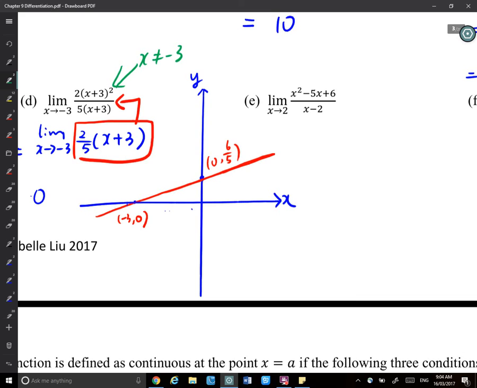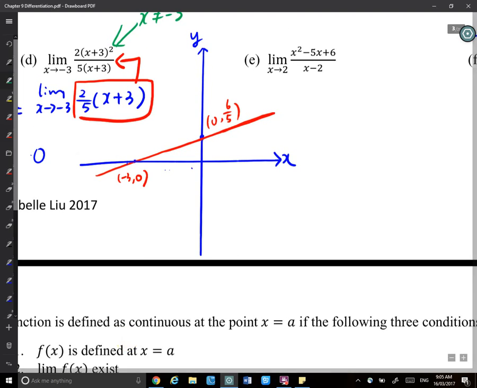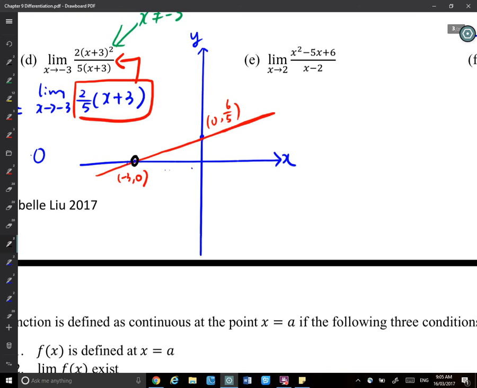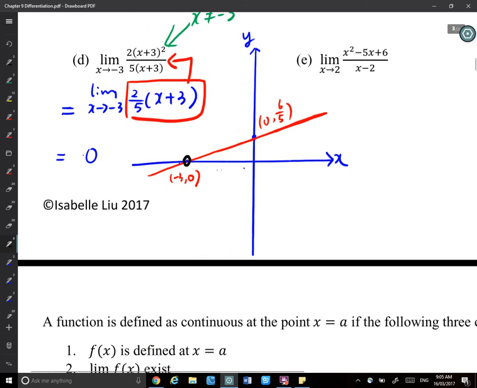When you know that and you start to cancel from top and bottom, you simplify it. But x still can't equal -3. So what it means is you will have an open circle here. It's not a perfect linear, you will have an open circle at x equals -3. That's the difference between the top one and a linear. It's missing one point, x equals -3. But the limit still exists, still equals 0. Approaching -3, it still is 0.